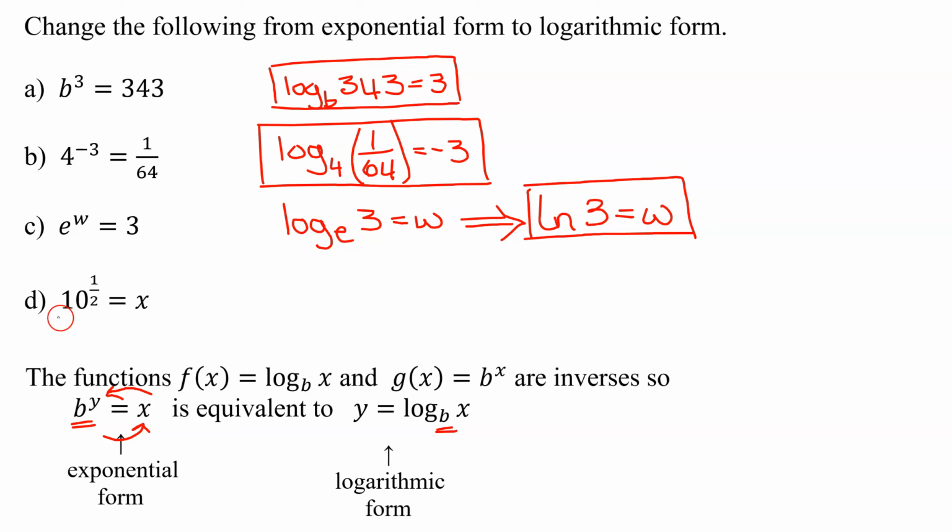And in the last example, we have 10 raised to the half equals x. Who's the base of the exponent? 10. So that's going to be the base of my log. So I'm going to have log to the base 10 of x equals my exponent of 1/2. But do we ever write log to the base 10? No, that is the common logarithm. And we just write that as log with no base of x equals 1/2. So if there's no base written, we know it's a 10, and we read this, the common log of x equals 1/2.